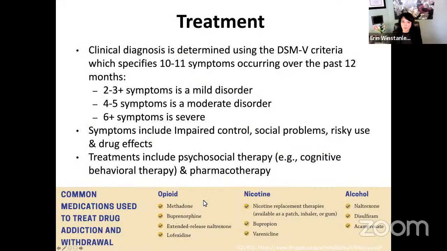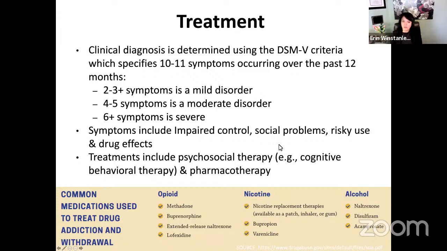In terms of treatment, we use the DSM as a tool to assess for a clinical diagnosis of a substance use disorder. While it's sometimes common in communities to use the terms substance abuse or substance dependence, that is antiquated language from an older version of the DSM. The appropriate terminology to use now is substance use disorders. According to the DSM criteria, 2 to 3 symptoms suggest a mild disorder, whereas 4 to 5 is a moderate disorder, and 6 or more is a severe disorder.